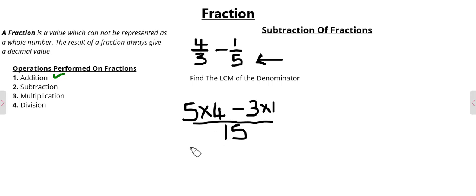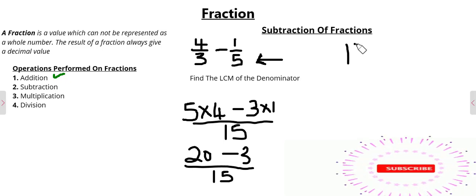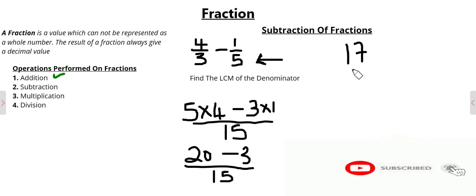So let's continue with our arithmetic. So 5 times 4 is going to give us 20. Correct? And 3 times 1 is going to give us 3. So we have 20 minus 3 all over what? 15. So 20 minus 3 is 17. Correct? Now all over what? 15.